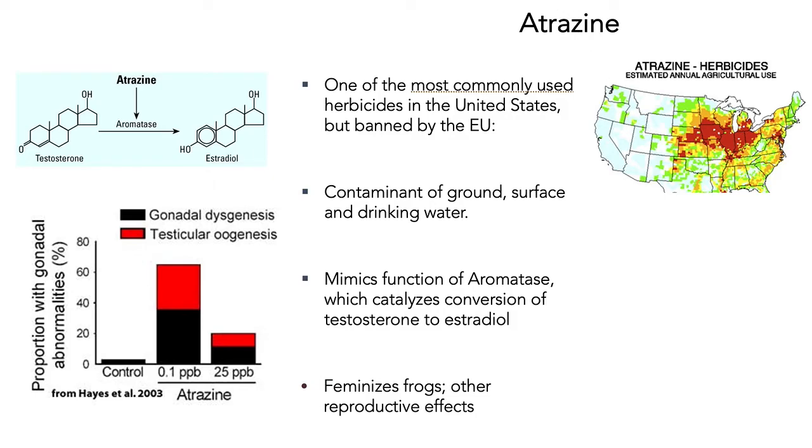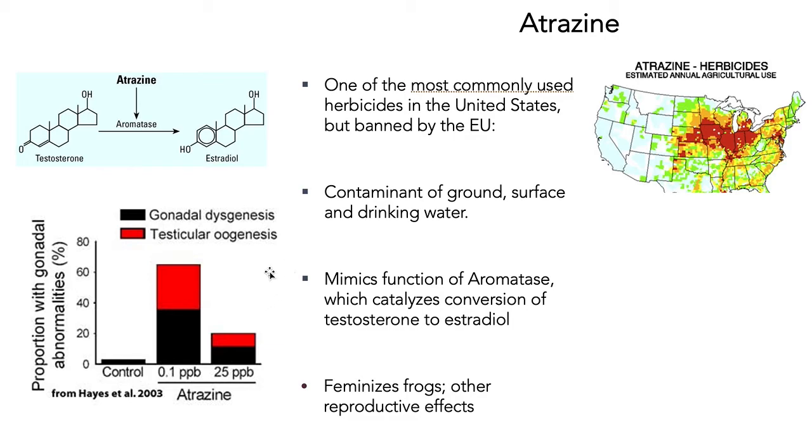So what happens is atrazine is mimicking the function of this thing. Here's testosterone. So if a male normally doesn't produce a lot of aromatase, but if the male's been exposed to atrazine, it's going to have a lot of testosterone converted into estradiol. And that results in the feminization of the males, and hence we have feminized frogs and other reproductive effects. The evidence is pretty compelling.